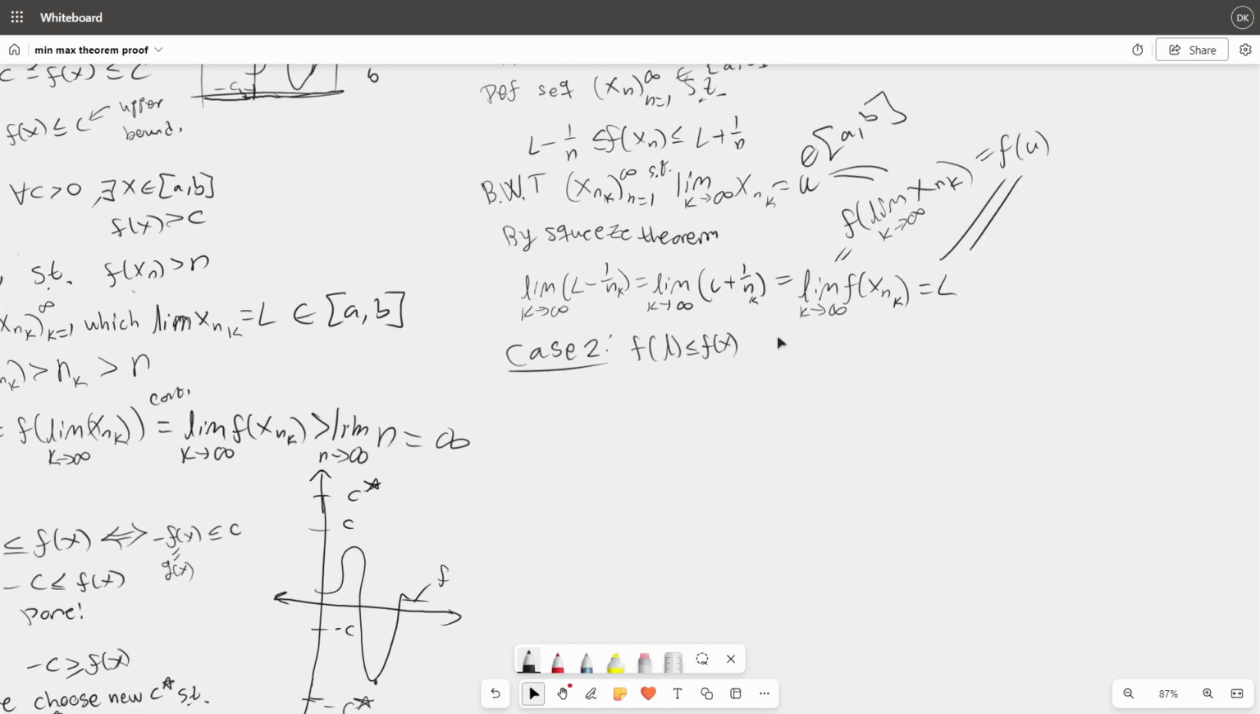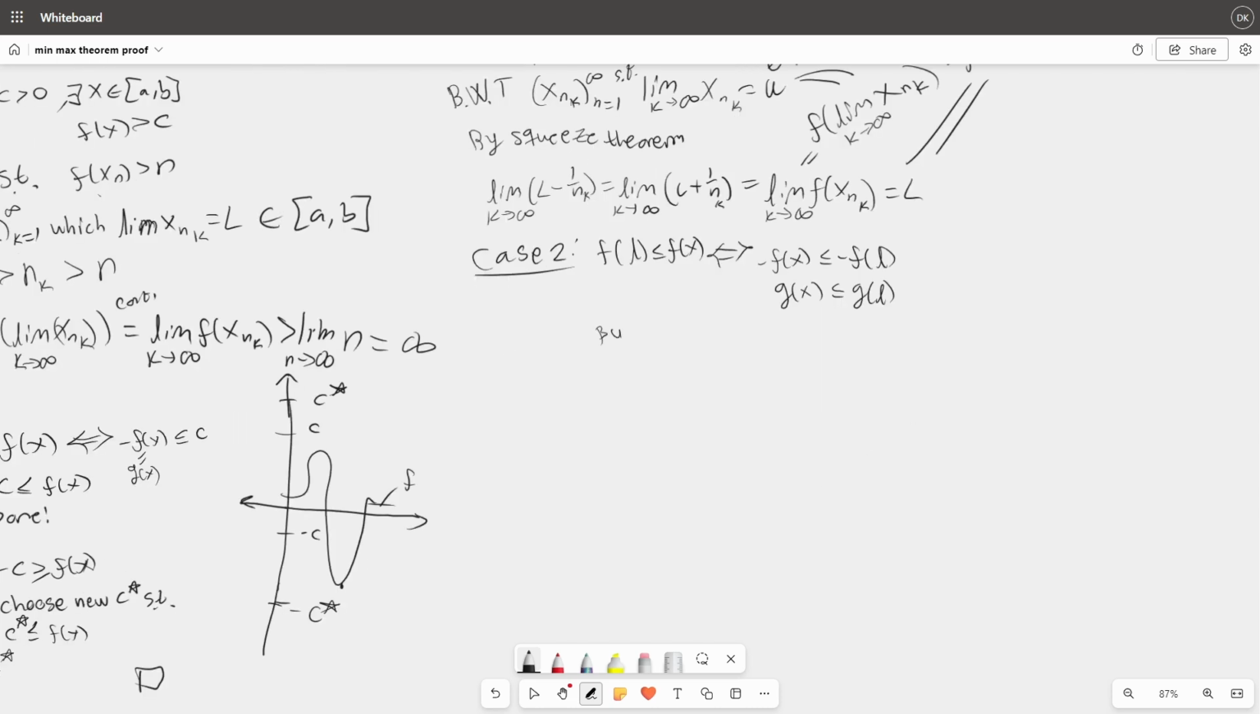Now, to prove this case, we do a very similar thing to what we did before. We state that this is equal to negative, like this. We define this as being g of x, g of L. By the previous case, we know L exists.